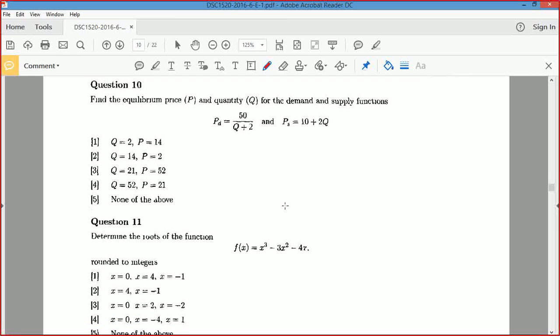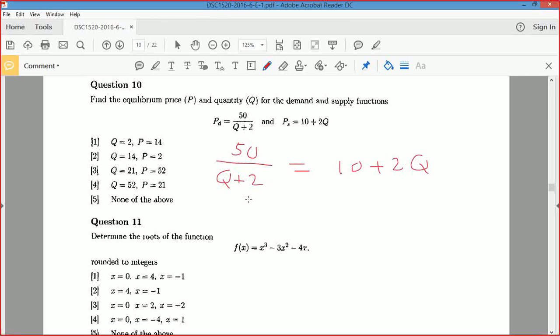Focus here, number 10. Find the equilibrium price and the quantity. Exactly. So how do we do that? Find the equilibrium price and quantity. So demand is equal to supply. Price demand is equal to price supply. Make sense? Yeah. Okay, equals.